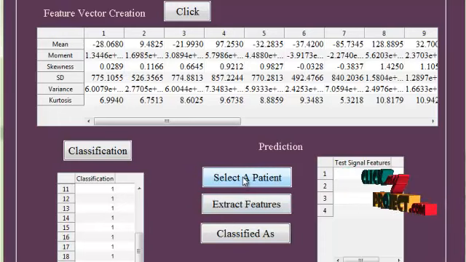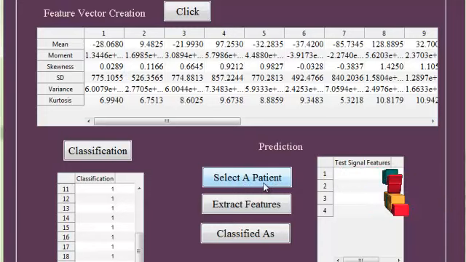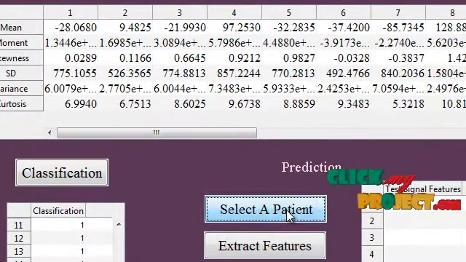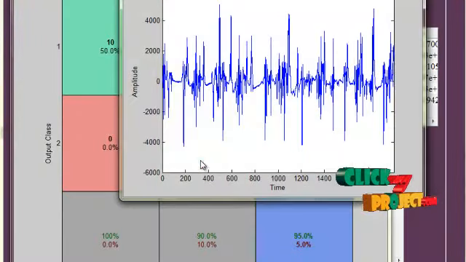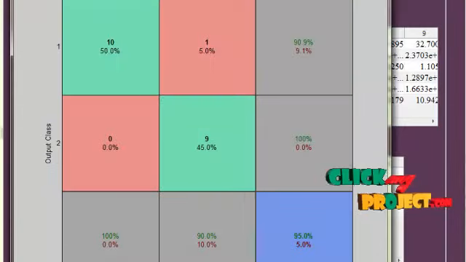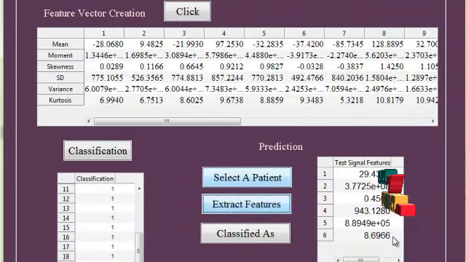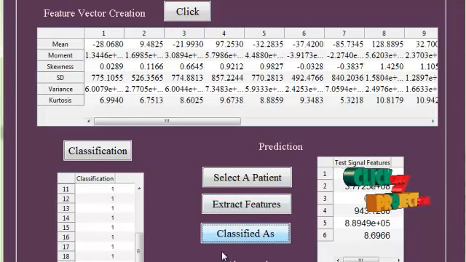Now you are going to select a patient as a query, and predict whether he is a normal patient or a Parkinson's disease affected patient. When you press the button select a patient, a dialog box appears. You can provide a signal from 1 to 20. I am giving signal number 15. This is the input signal of the 15th patient. You are going to extract the features. All the 6 features will be extracted, and these 6 features will be given to the neural network pattern recognition network to be classified. So your system has classified the patient as abnormal.